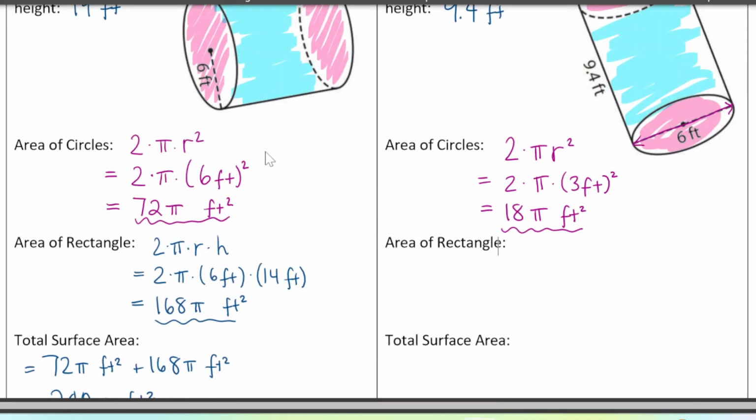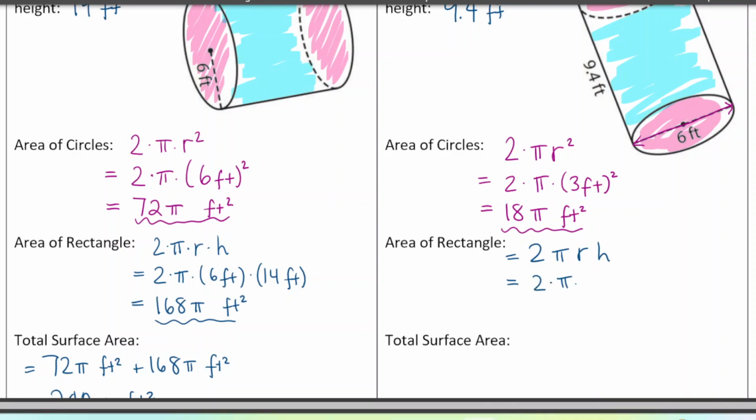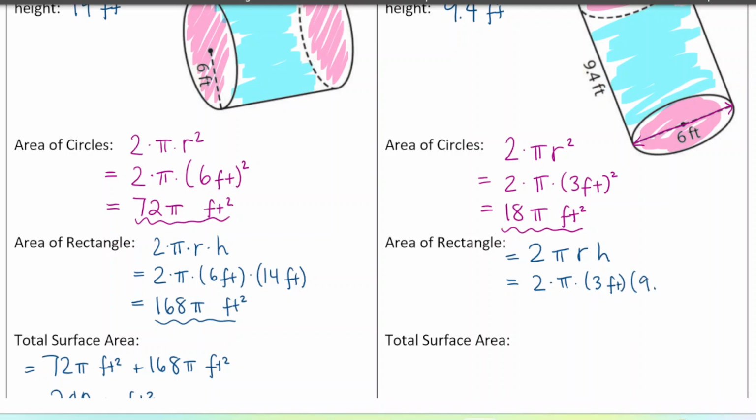Okay, let's do the rectangle. It's going to be 2 pi r h. 2 times pi times r times h. 2 times pi times 3 feet times 9.4 feet. So I'm just going to multiply the numbers together and I get 56.4 pi feet squared. So I just leave the pi for now.